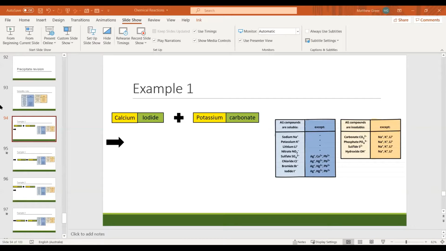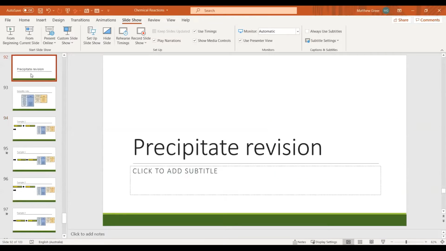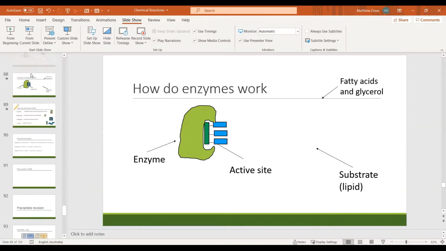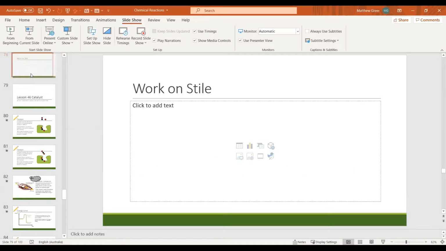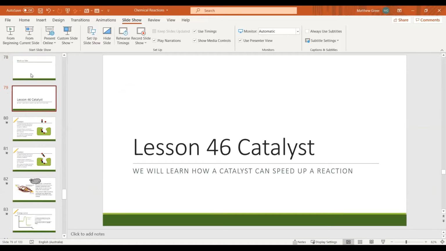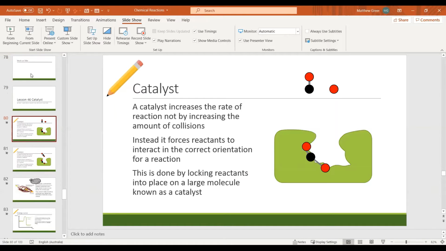Really quickly for you, Lena, I know you can't access this, so I thought I might quickly give you a little bit of revision. What is the dealio with a catalyst? The dealio with a catalyst is that a catalyst increases the rate of reaction, not by increasing the amount of collisions.